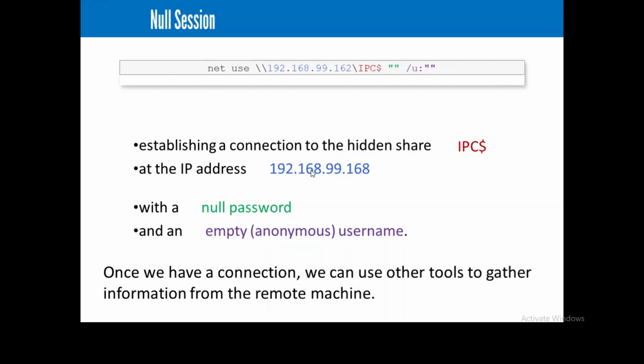So you can see you establish a connection to the hidden share, which is the IPC share. So I suppose this should be your IP address for your Windows Server 2000. You can see that you're able to log on with no password and empty username. So when we have a connection, we can use other tools to gather information from the remote machine. So you can now be gathering as much information as possible. Because it is much better for you to have established a connection to your target machine.